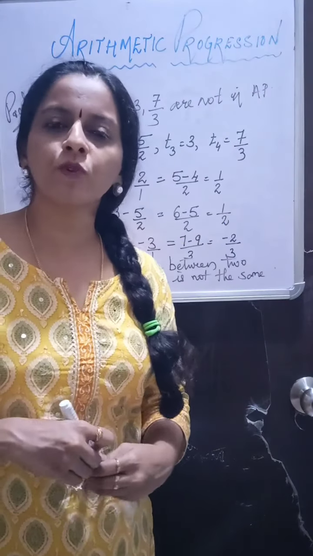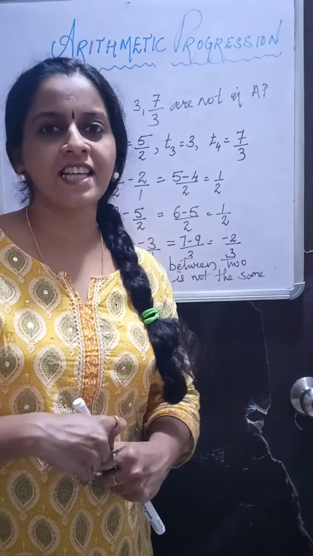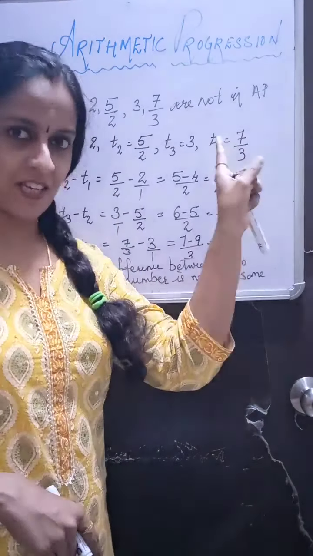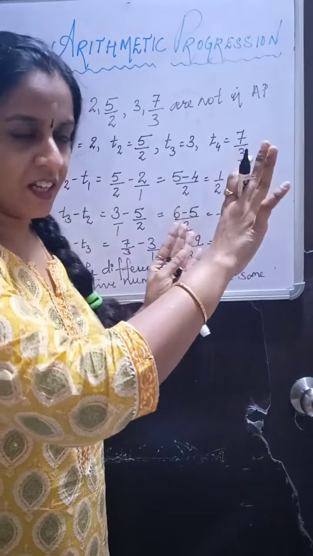In your textbook, if you see that the final answer is given as the numbers are in AP, then you should make a change in the question. I kept the question as given in the textbook.